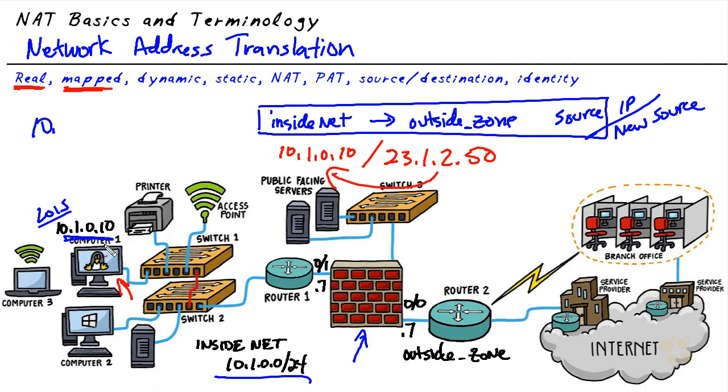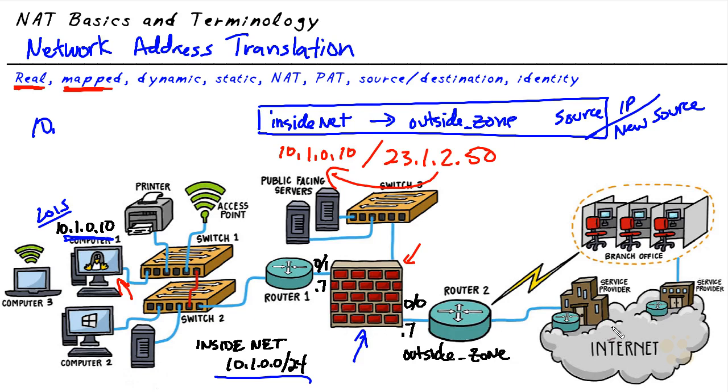Now another question is, when does that mapping happen on the firewall? Is it hard-coded so that every time Lois goes out, she's always going to get that same IP address? Or is it just based on this rule, whenever the firewall sees traffic from Lois, it's going to dynamically create the translation for Lois and then have her traffic go out?